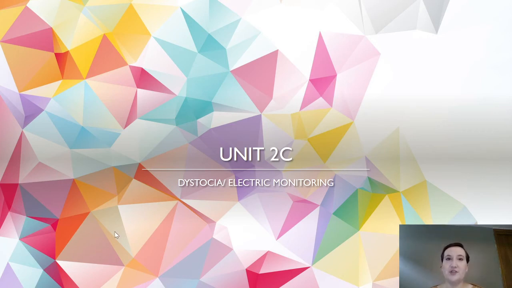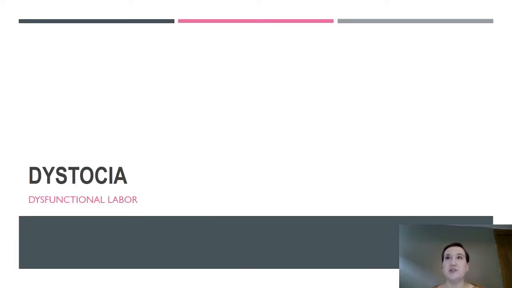Jumping on to Unit 2C, we're going to be discussing dystocia and electronic monitoring during labor. We're going to go ahead and begin with dystocia. Now, dystocia is a really fancy word for a dysfunctional labor. You might hear it on the postpartum unit or even on the labor unit as being termed failure to progress.